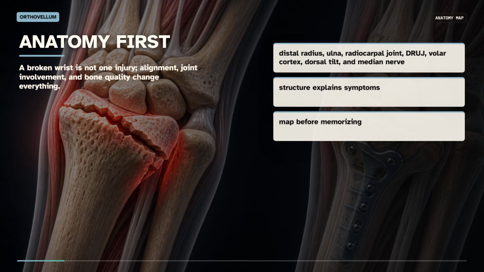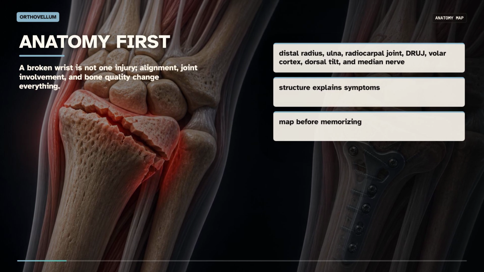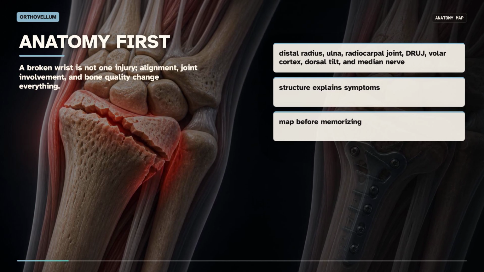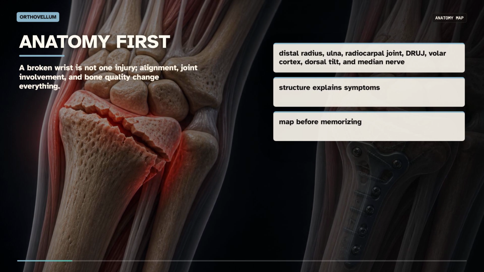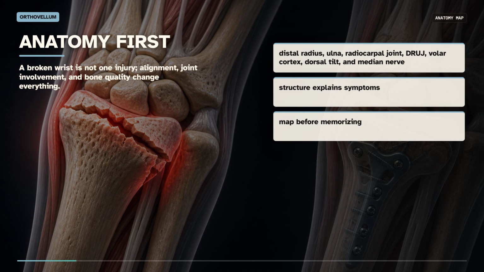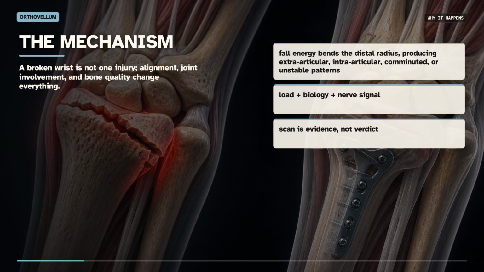In real life, the problem sounds like this. Fall onto an outstretched hand, immediate wrist pain, swelling, deformity, and worries about stiffness. That story is the doorway into the diagnosis. It tells us which tissues are likely overloaded, irritated, torn, compressed, or failing to share load. The core mechanism is fall energy bends the distal radius, producing extraarticular, intraarticular, comminuted, or unstable patterns.